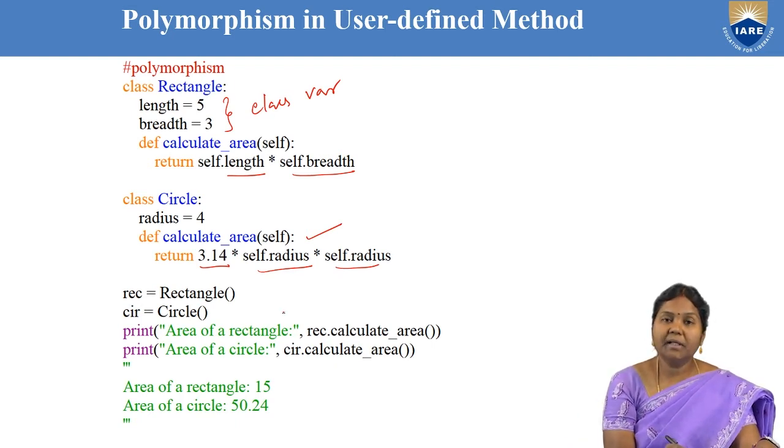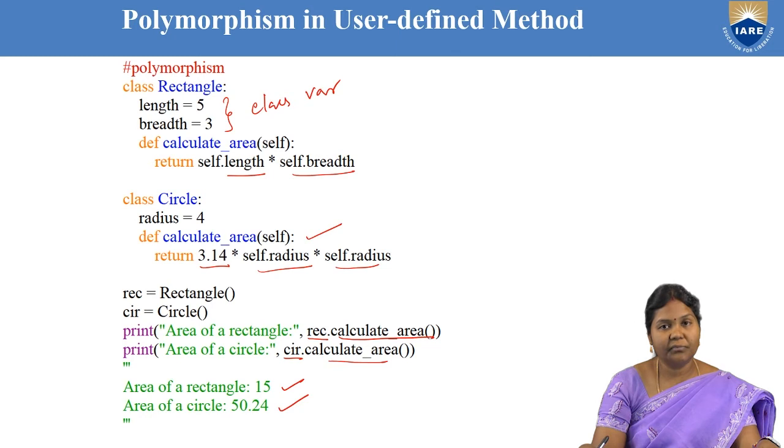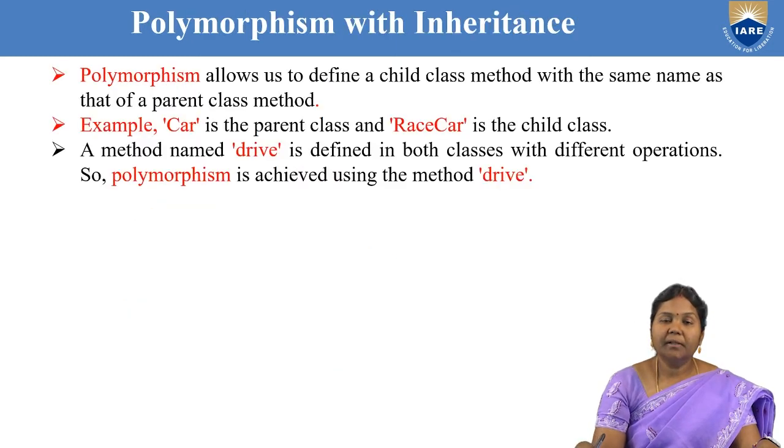Now, whenever you create an object of the rectangle class, you can invoke the method. REC is the object of the rectangle class, so REC dot calculate area. Similarly, for the circle class, CIR is the object name, dot calculate area. So the methods will behave differently based on the objects of different classes. You can compute the area of a rectangle and the area of a circle using the calculate area method, which is used in different classes.